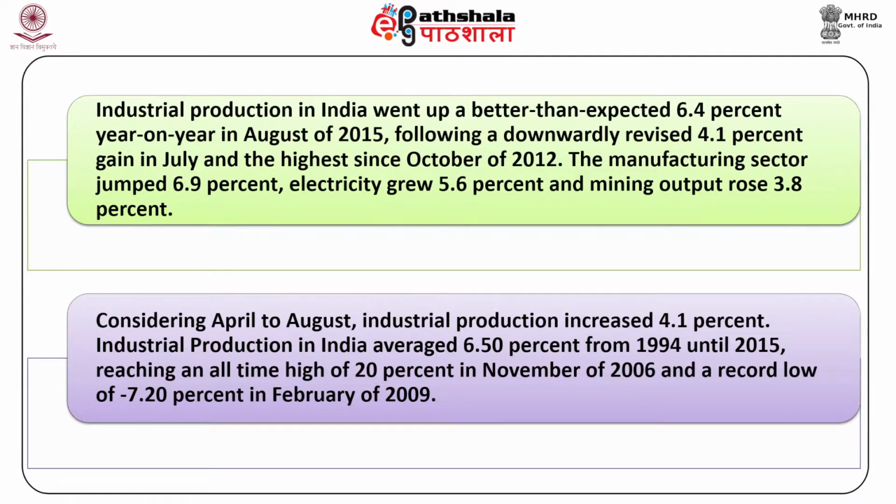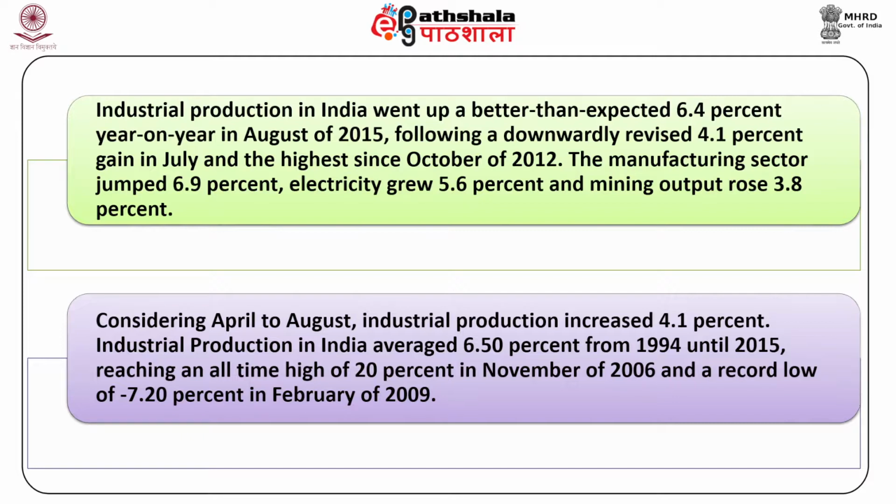Industrial production in India went up a better than expected 6.4% year on year in August of 2015, following a downwardly revised 4.1% gain in July and the highest since October of 2012. The manufacturing sector jumped 6.9%, electricity grew 5.6%, and mining output rose 3.8%. Considering April to August, industrial production increased 4.1%.